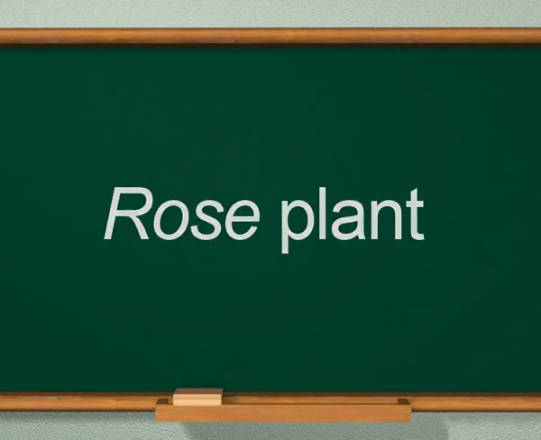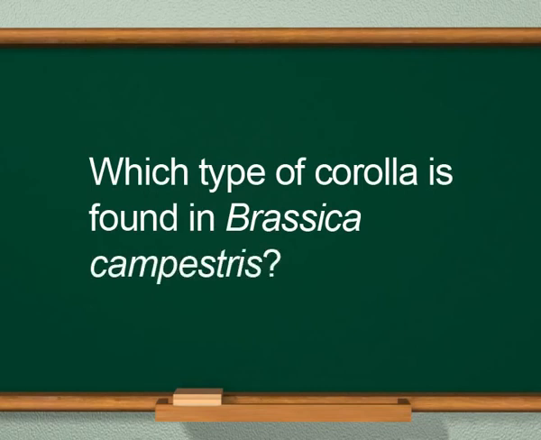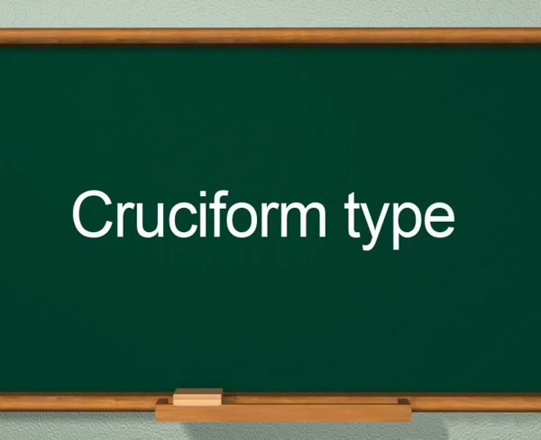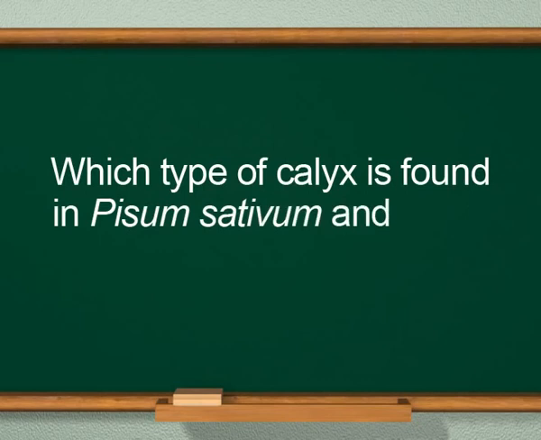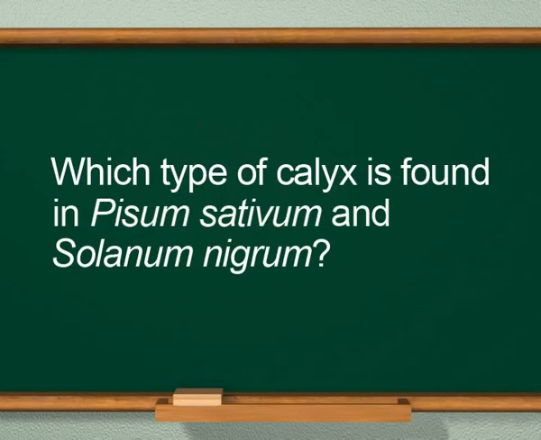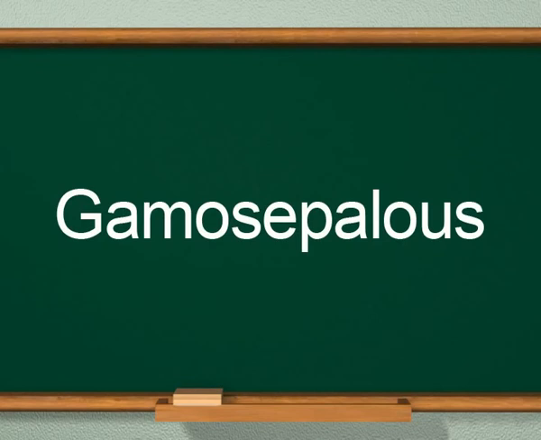My next question is: which type of corolla is found in Brassica campestris? The answer is: cruciform type of corolla is found in Brassica campestris. My next question is: which type of calyx is found in Pisum sativum and Solanum nigrum? Answer: gamosepalous type of calyx is found in Pisum sativum and Solanum nigrum.